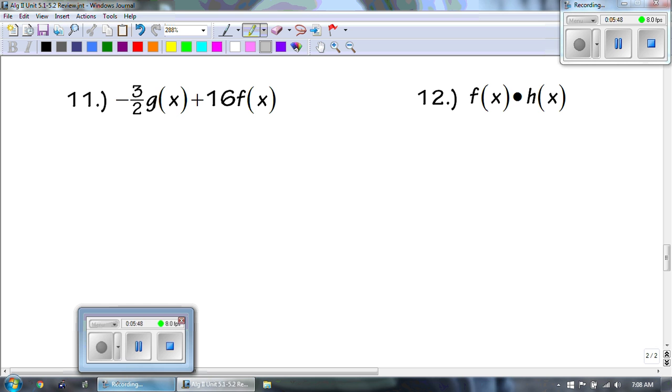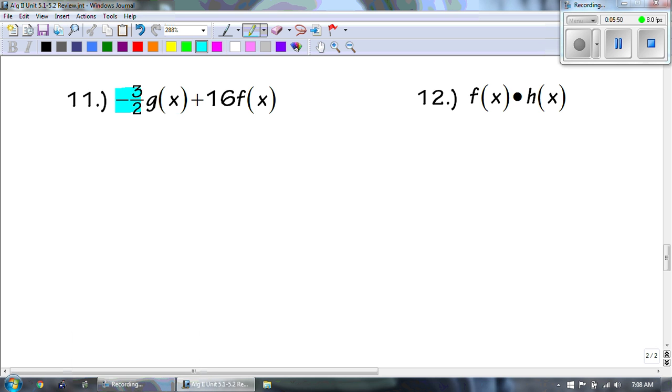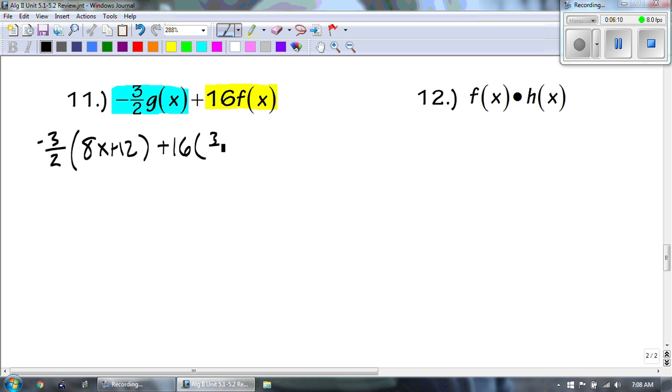All right, number 11, we have negative 3 over 2 times g of x and 16 times f of x. So I'm going to set this up, and then you guys are going to solve it. So I have negative 3 over 2 times 8x plus 12 plus 16 times 3/4 x minus 11. Just going to double check that we got both of those right. So go ahead and pause the video and distribute and combine like terms. Good luck.